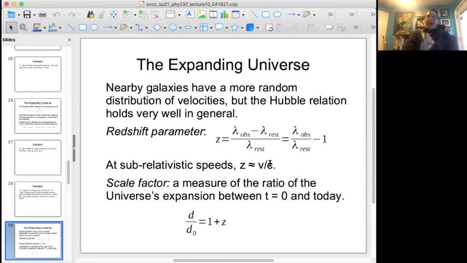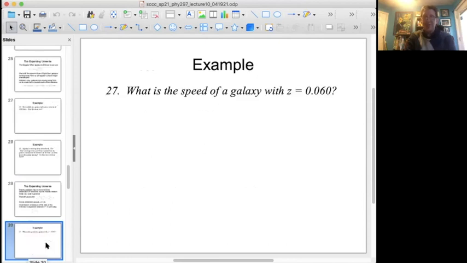The scale factor is a measure of the ratio of the universe's expansion between t equals 0 and today. And so that's equal to z plus 1. And so that's the ratio of d, which is the size of the universe now, over d naught, which is the size of the universe at a time t in the past. So we can relate velocity to time and distance to time from that.